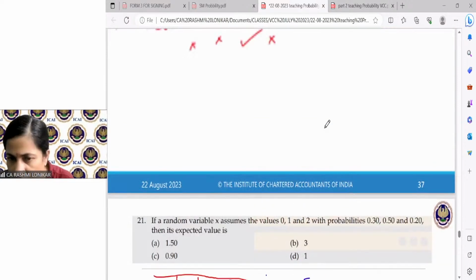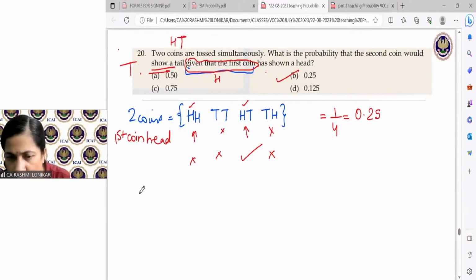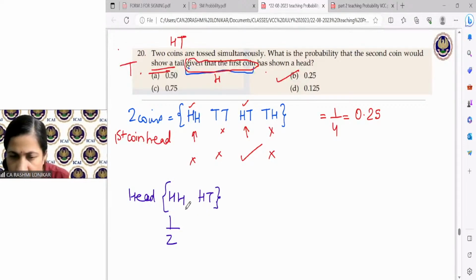Okay, I'll just check. You are saying, what is the possibility that first you already have a head? So you have a head 2 times, HH and HT. This is already the case. Okay, this is also true. First is already a head. There are only 2 cases, HH and HT. And when will you have a tail? So it will be 1 by 2.